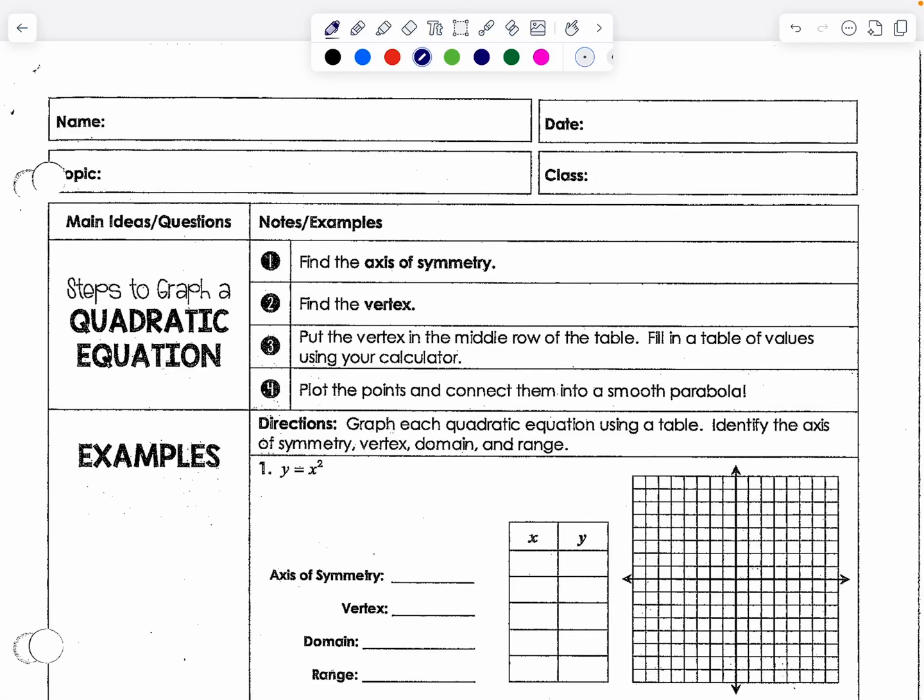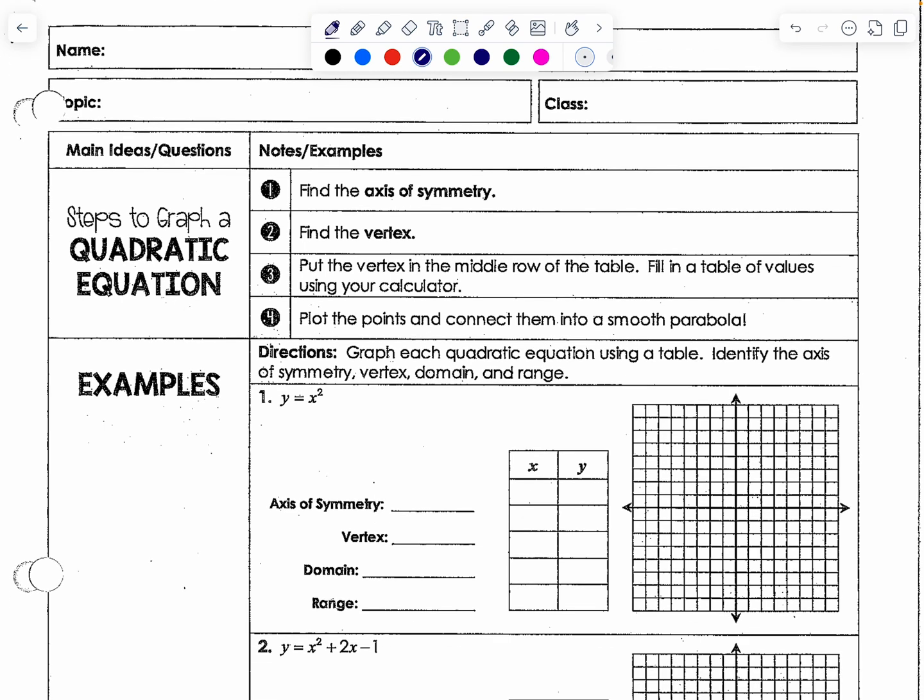All right, guys, so today we're going to talk about steps to graphing a quadratic equation. So this is day 2 of our quadratic stuff. You want to make sure that you've already watched the previous video or you were in class and you know how to do the other previous work, which is the axis of symmetry.